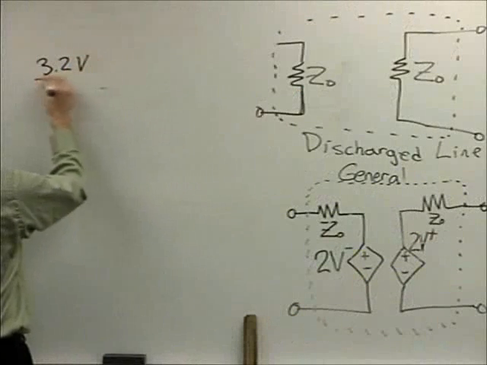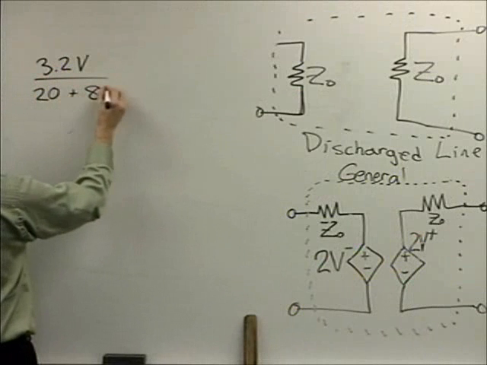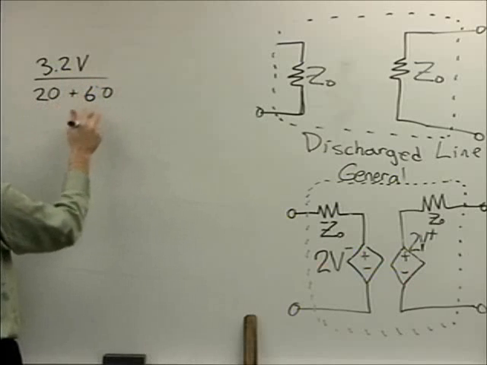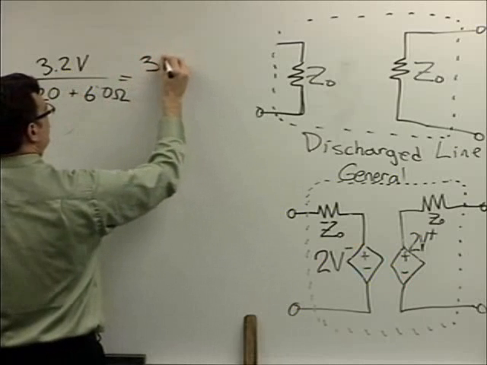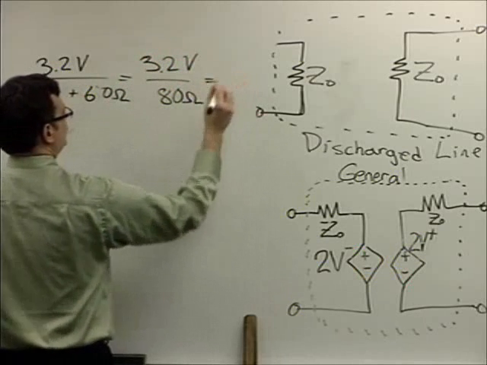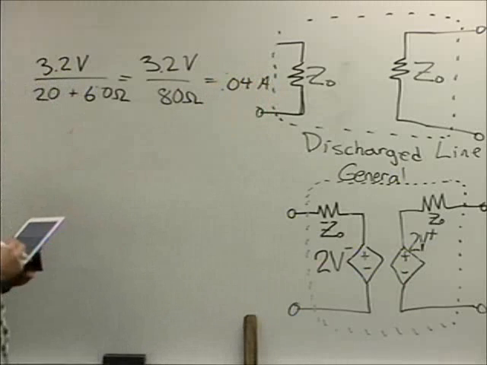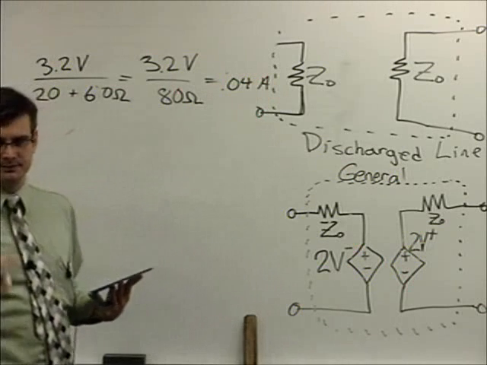3.2 volts divided by 2 resistors in series. One of them is 20 ohms and the other one is 60 ohms. 20 plus 60 is 80. 3.2 volts divided by 80 ohms should be equal to 0.04 amps, or 40 milliamps. Any other questions?